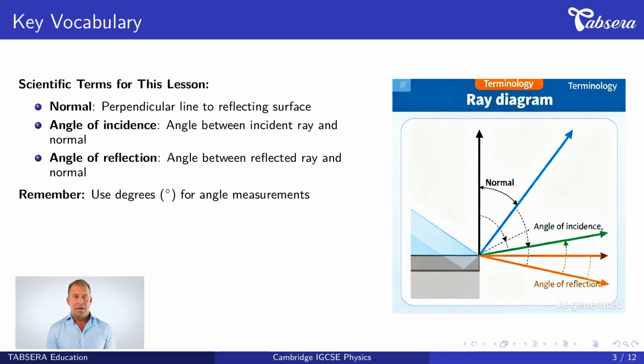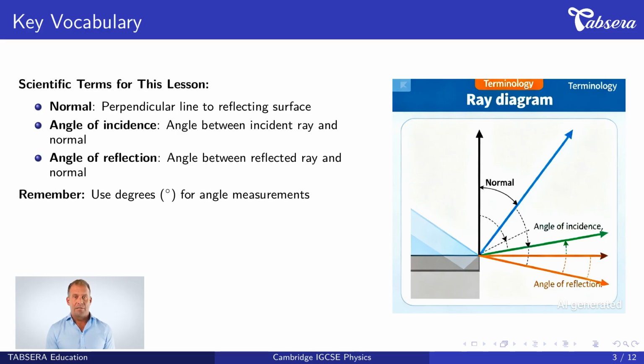Now let's define our key vocabulary. Each term is essential for understanding this lesson. First, the normal is the perpendicular line drawn to the reflecting surface at the point where light hits. Perpendicular means at 90 degrees to the surface. Second, the angle of incidence is the angle measured between the incident ray and the normal. The incident ray is the light ray approaching the surface.